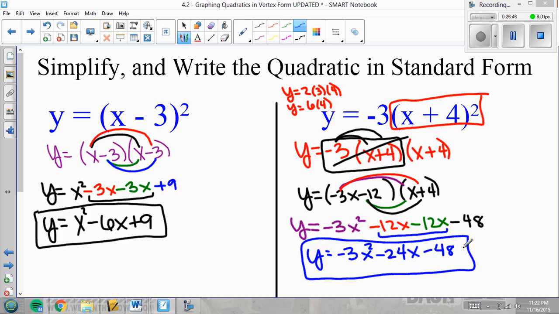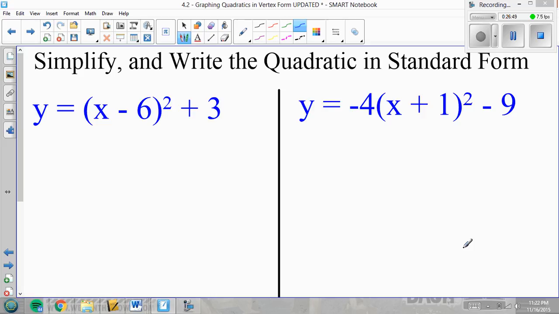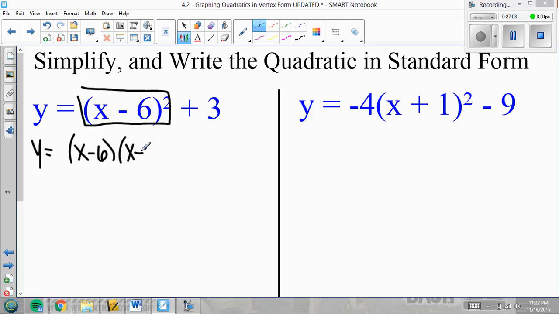Okay, let's look at the next two, your last two. Okay, still following order of operations. Do you take care of your exponent first or do you add? Right, you want to take care of your exponent first. So if you have x minus 6 squared, remember that means x minus 6 times x minus 6. Okay, so I want you to distribute this first. Once you distribute, you're just going to tack on that plus 3 at the end when you're combining to simplify. So I want you to distribute the x minus 6 times x minus 6.